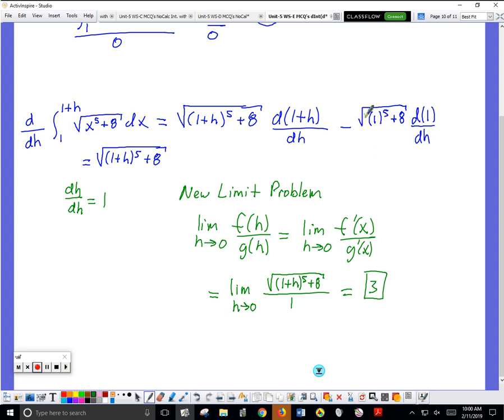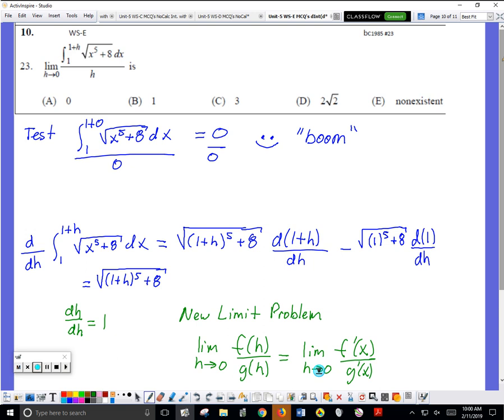So where did you get the 1 at the bottom? Oh, remember, the rule says the limit of one function divided by another is equal to the limit of the derivative of the top divided by derivative of the bottom. And the derivative of the bottom, which was just h, is 1. Okay.